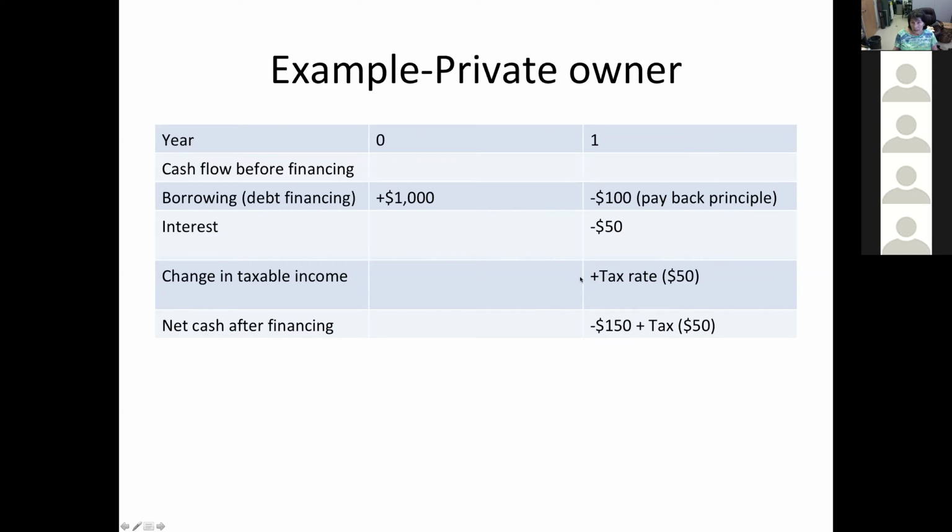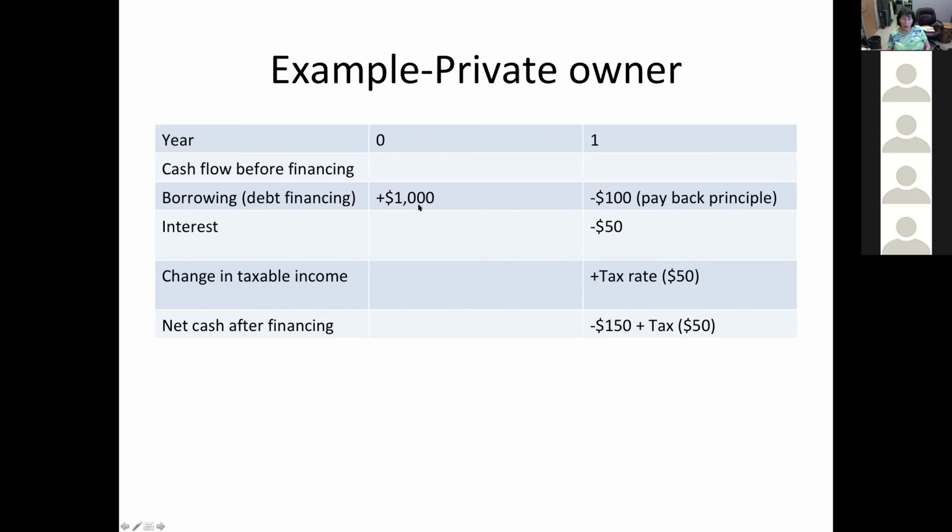So we get here what we're paying, because we got to keep track of what's happening with our cash. If we get $1,000 in year 0, then we got to pay back $150 in year 1. Do we count it at $150 because it's a negative cash? Or how do we do that? Well, we count $100 as paying back the principal, $50 as paying back the interest, and then we add in what we save on taxes, because every time I borrow money, it reduces my taxes.